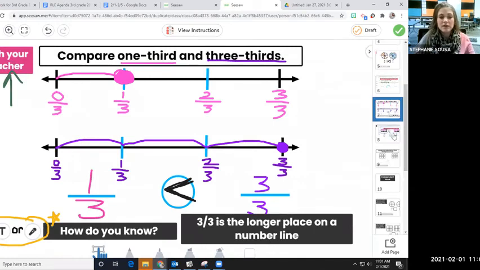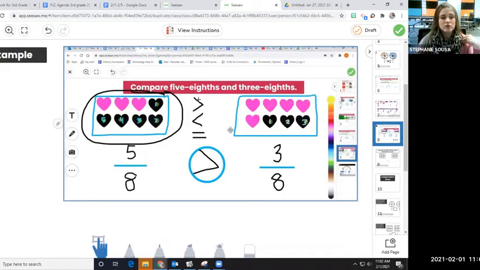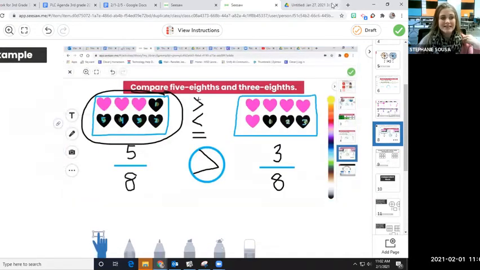Again, this is a video on slide 8. I'm going to play the video for everyone. You don't need to play the video unless it's work time and you need to see it again. Okay, so I will click play on slide 8 and then we will work on slide 9 and be done. Okay, so this is how you compare fractions of a set.